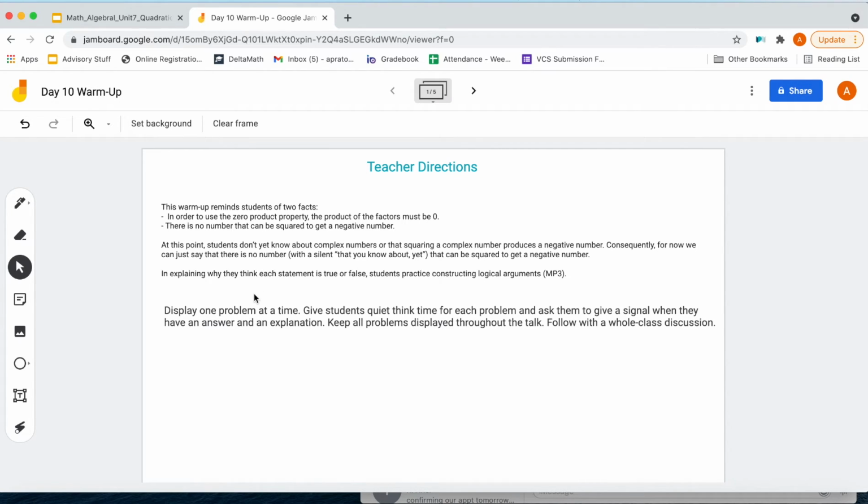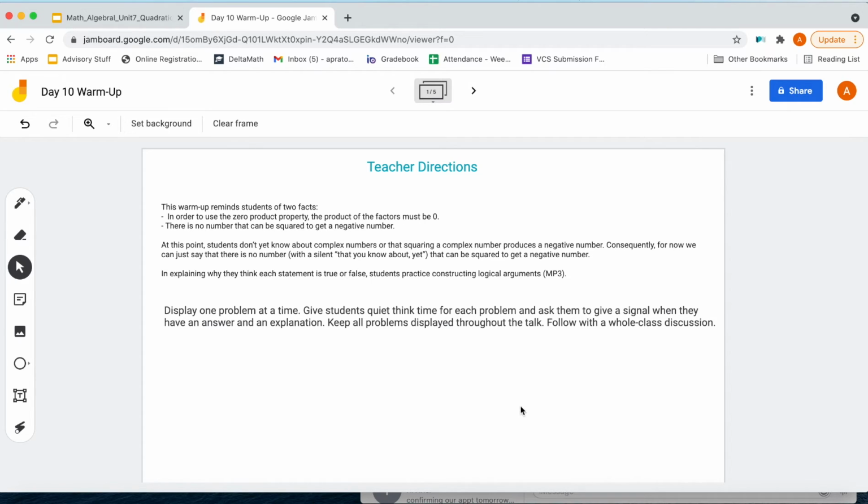And while doing this exercise, because we are going to ask students to explain when we do this live and synchronously through this Jamboard example, we want to give students an opportunity to do this because it allows them to practice constructing logical arguments, which connects to the MP3 standard.